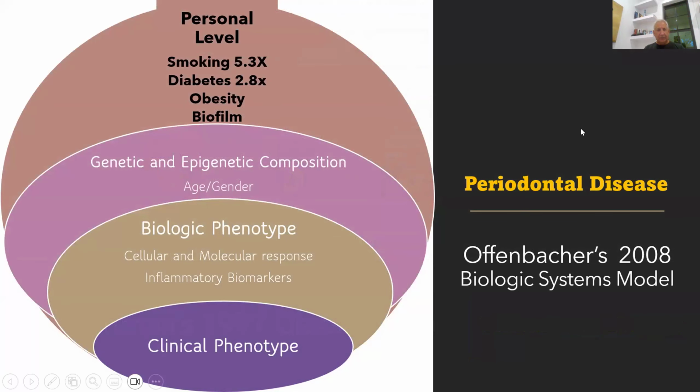How the host responds was even brought more into effect by Offenbacher. Offenbacher's study in 2008 showed that, for example, if you see someone in your practice who's smoking, they're 5 times more susceptible to periodontal disease, red flag. 2.8 times more if they're a diabetic, red flag for perio. Obesity, red flag, increased perio risk. Biofilms, obviously certain bugs in their biofilm are a risk factor, and we could be testing biofilm.